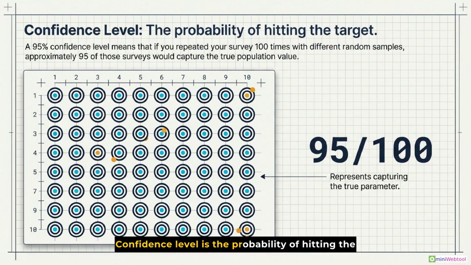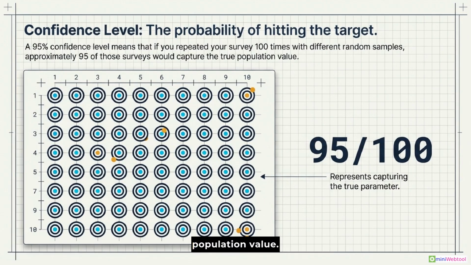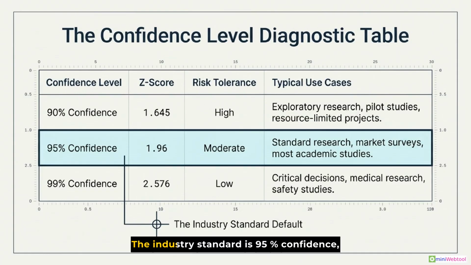Confidence level is the probability of hitting the target. A 95% level means that if you repeated your survey 100 times, about 95 would capture the true population value. The industry standard is 95% confidence, corresponding to a z-score of 1.96. Higher confidence levels, like 99%, are reserved for critical research where risk tolerance is low.